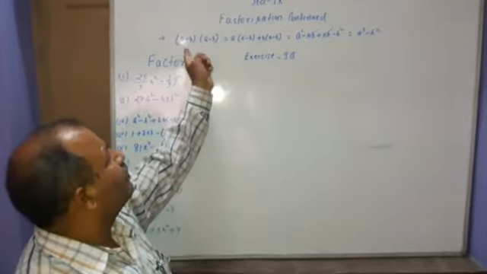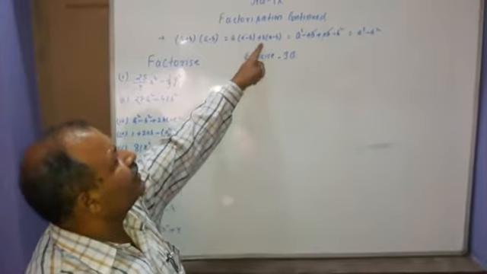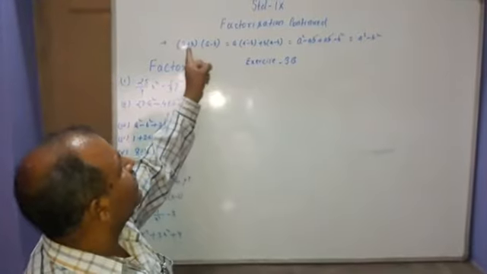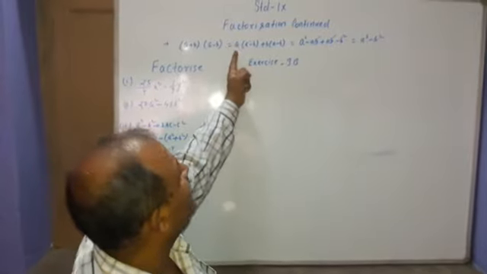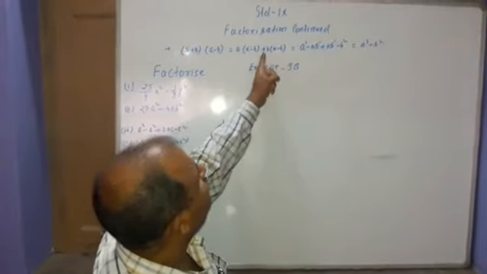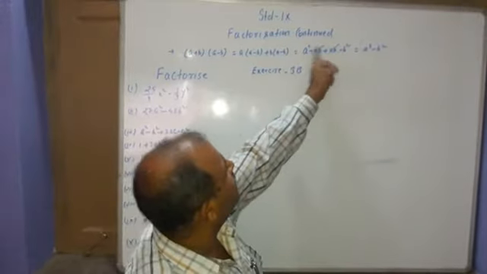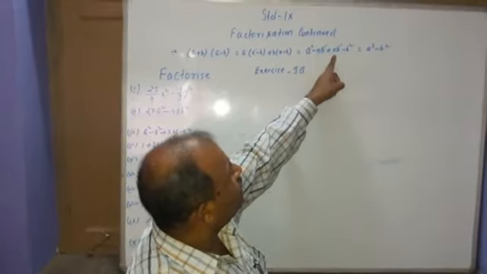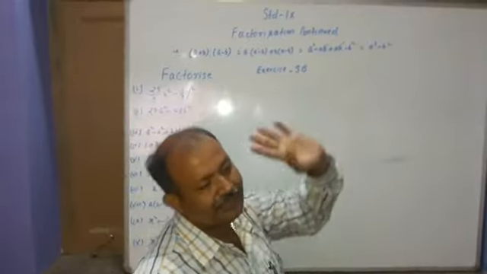First of all, we have to multiply a plus b and a minus b. That is a into a minus b plus b into a minus b. a will be multiplied by a minus b and plus b will be multiplied by a minus b. In this way we get a into a, a square; a into minus b, minus ab; b into a, plus ab; and minus b into b, minus b square. Minus ab plus ab will cancel, and we will be left with a square minus b square.